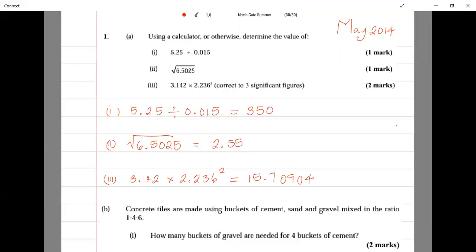For the three significant figures, we have to look at the fourth significant figure, which is 0. Since it's less than 5, we're going to drop it and every digit after it. So the answer would be 15.7 to three significant figures. All right, so that's 1A. Let's go to 1B.